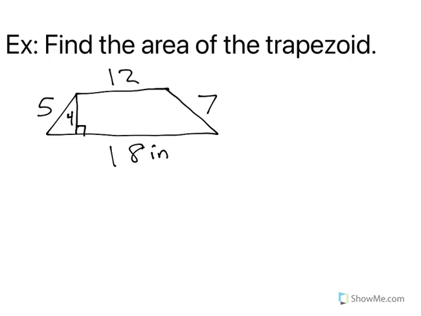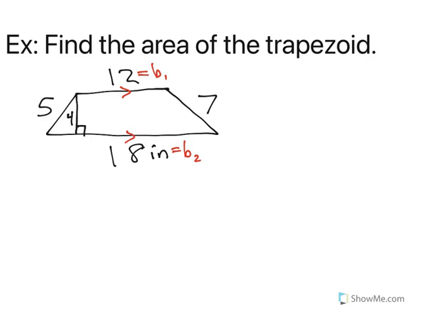So let's find the area of the given trapezoid. Now we have a lot of information given here. The first thing you want to do is locate the parallel sides. We can see the top and the bottom are parallel. So 12 will be base 1, 18 is base 2. Side note, it doesn't matter which one is base 1 and base 2, you'll get the same answer no matter what.